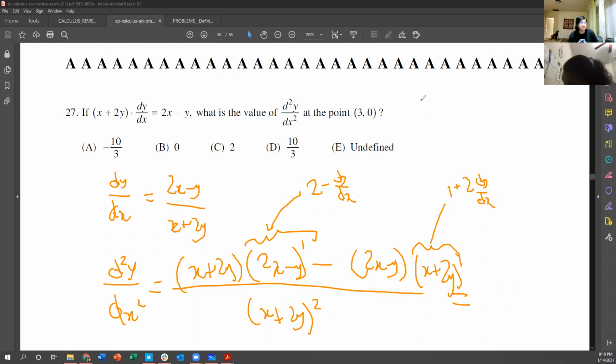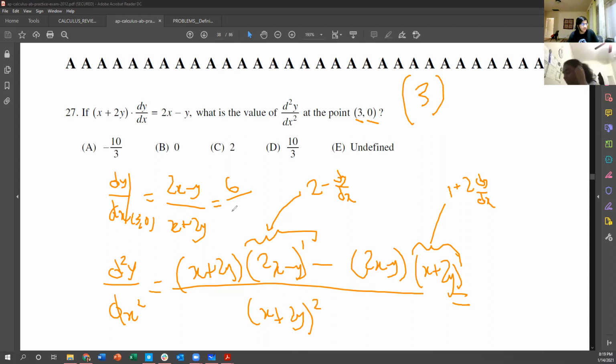So let's just start plugging everything in now. It's at the point (3, 0). If I plug in (3, 0) for this first parentheses, I'm going to get 3, right? For this second part, it's 2 minus dy/dx. Well, I know dy/dx equals this. If I plug in (3, 0), what is this going to equal? Negative 3 over 6? Wait, it would be 6 over.